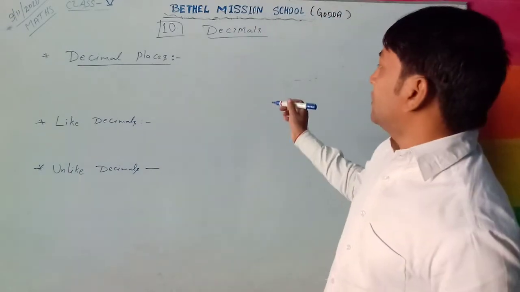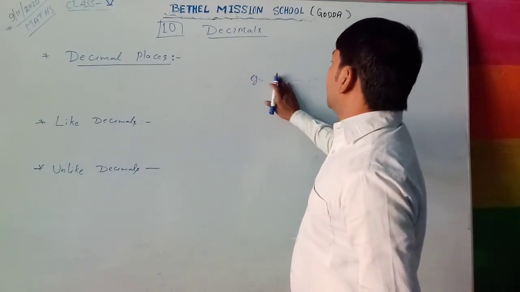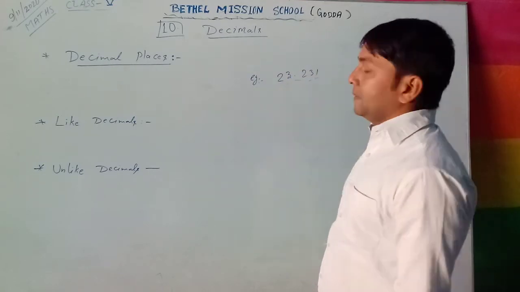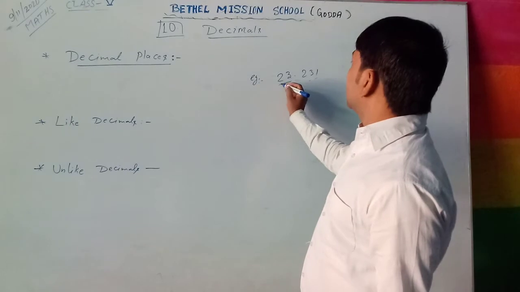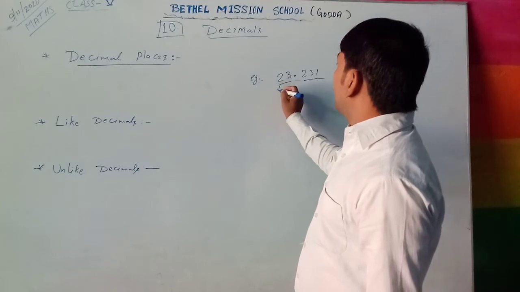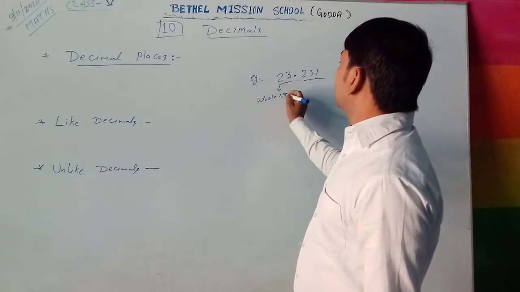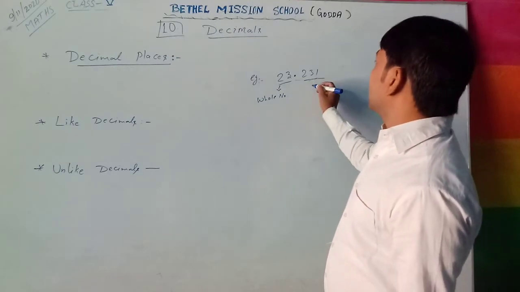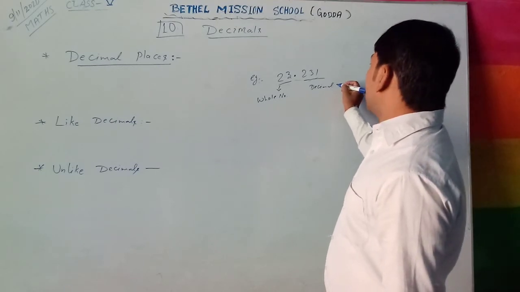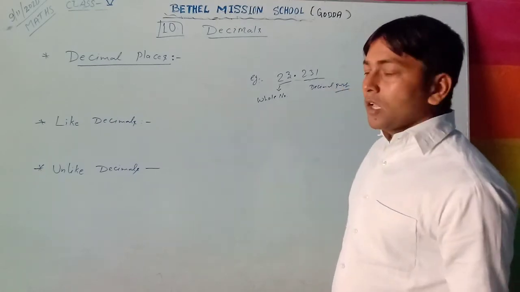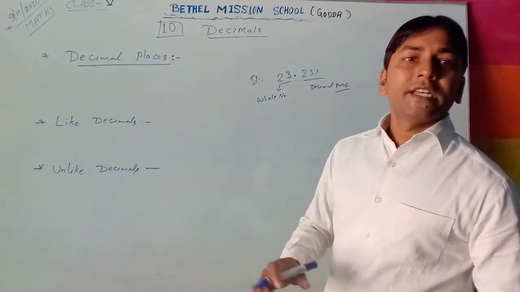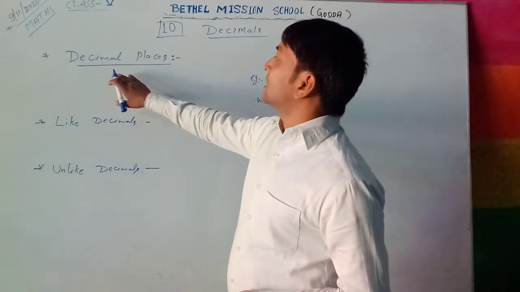We try to understand with an example. I am taking 23.231. So you know the names of the part before the decimal and after the decimal? This is the whole part, the whole number, and after the decimal, this is called the decimal part. Okay, the decimal part. So the number of digits in the decimal part is called decimal places.